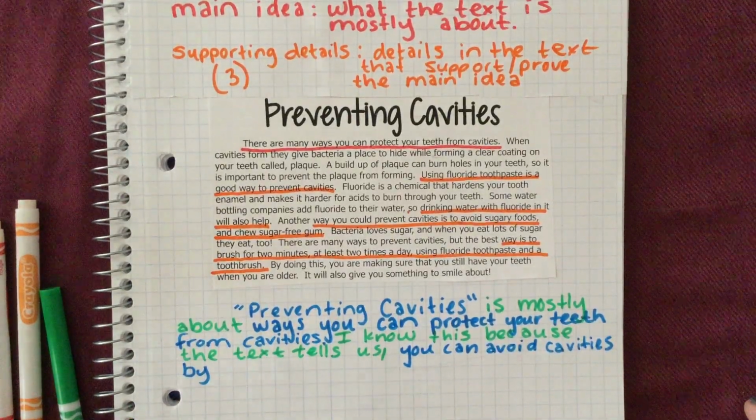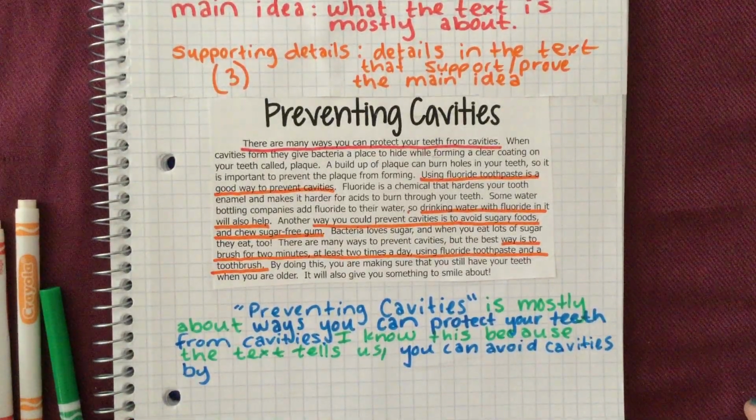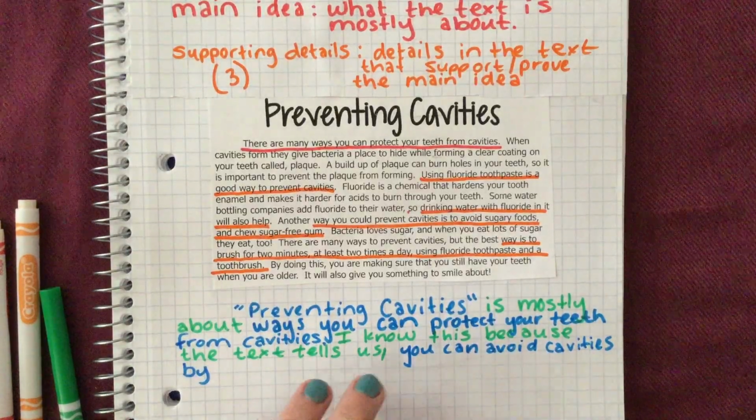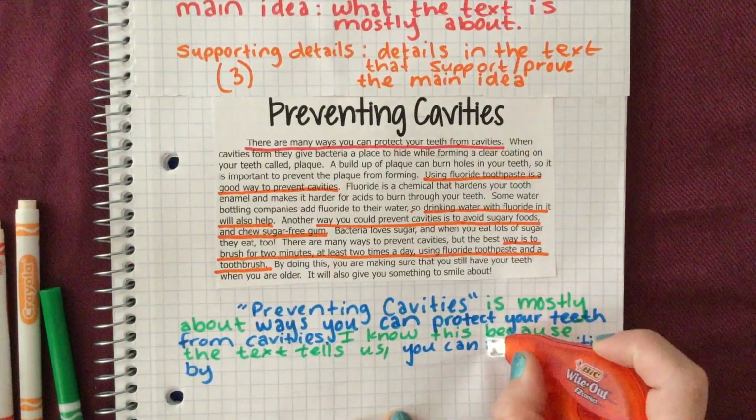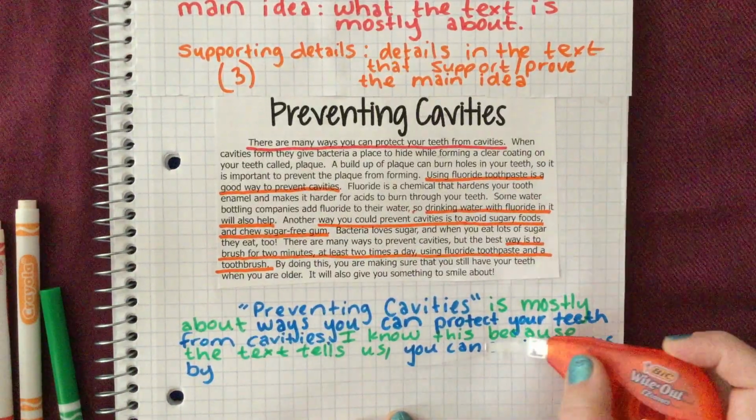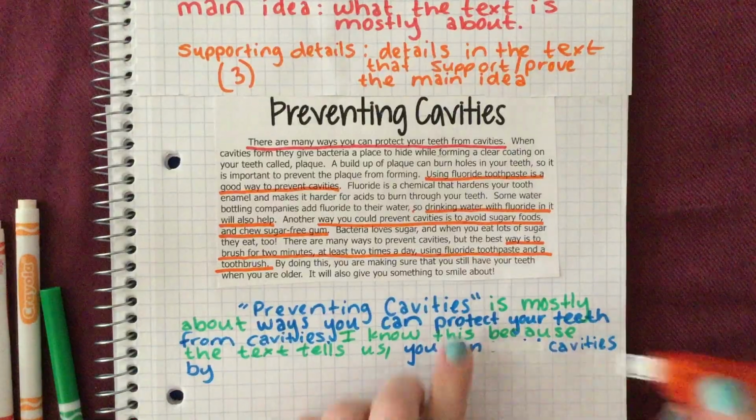As I'm reading this, I realize that I put the word avoid in the wrong place, and that's okay. I could have left it, but I'm going to use my trusty whiteout because we're not trying to just avoid them, we're trying to prevent them.